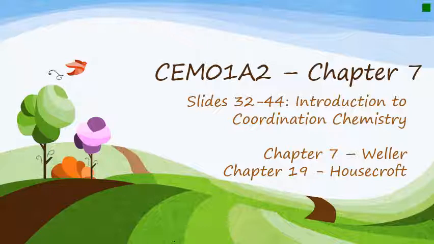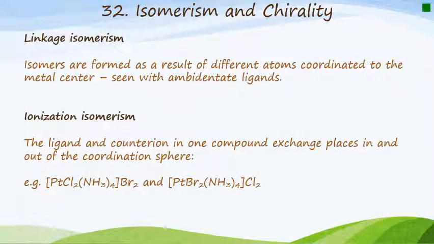This part is dedicated to isomerism and chirality, and we'll deal with isomerism first, where we look at the different types. The first one that we'll look at is something called linkage isomerism. This is where isomers are formed as a result of different atoms being coordinated to the metal center. And we see this particularly with ambidentate ligands. I refer you back to one of the previous parts of this unit where we looked at the nitrito ligand, where their bonding to the metal center was through either the nitrogen or the oxygen atom.